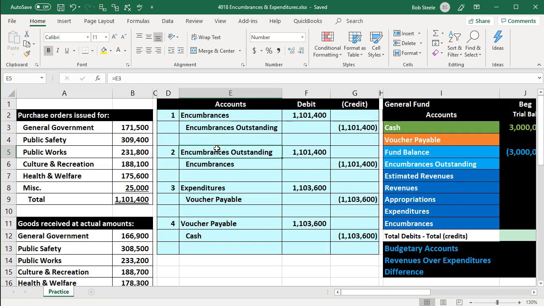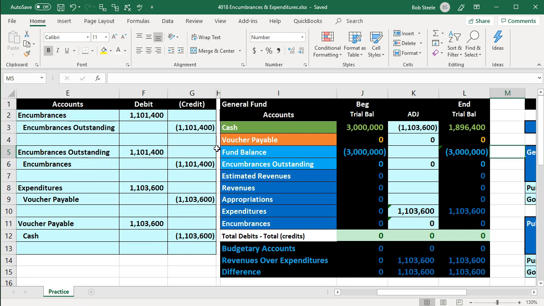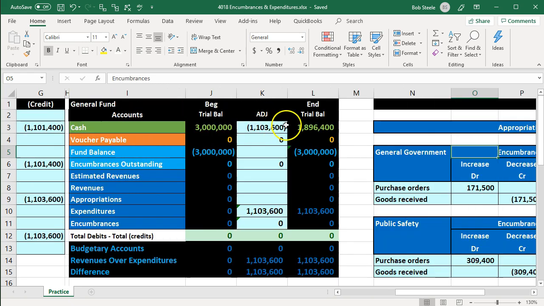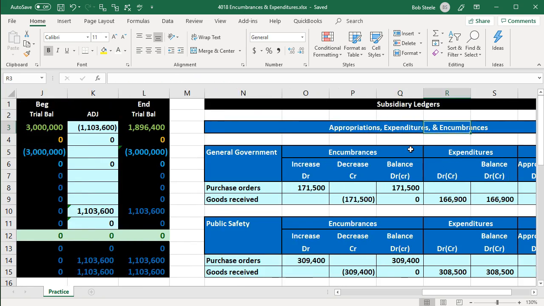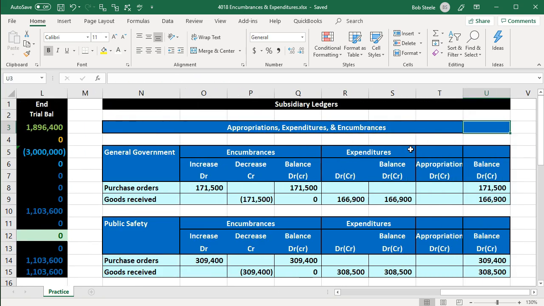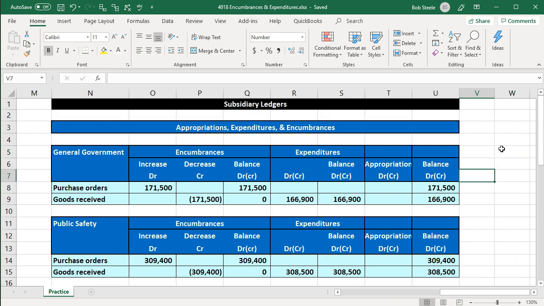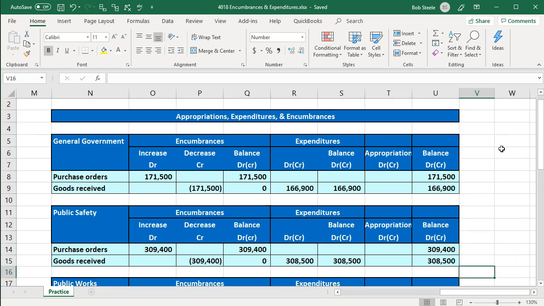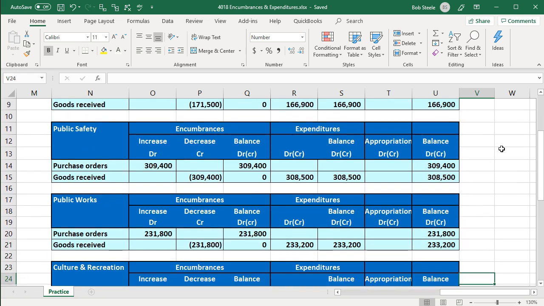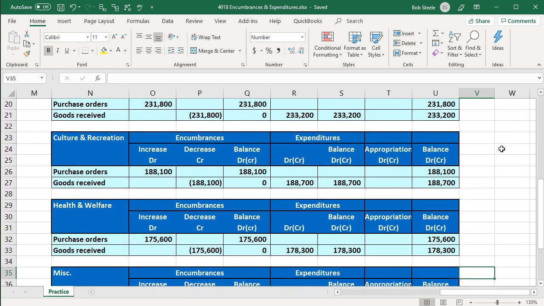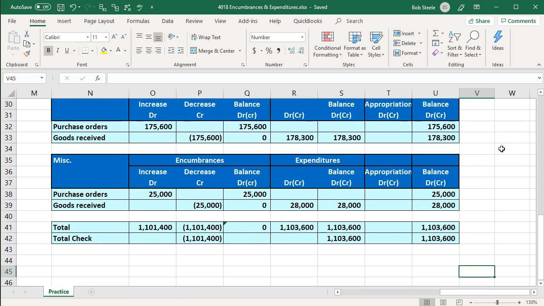So if we just scan through this, here's going to be our journal entries. Here is our activity, the ending trial balance when we're just focusing in on these accounts, and then the subsidiary accounts that are breaking out or giving the support to the appropriations, expenditures, encumbrances by major categories: general, governmental, public safety, public works, culture, recreation, health, welfare, and miscellaneous. Those then adding up to the amounts that are on the trial balance.